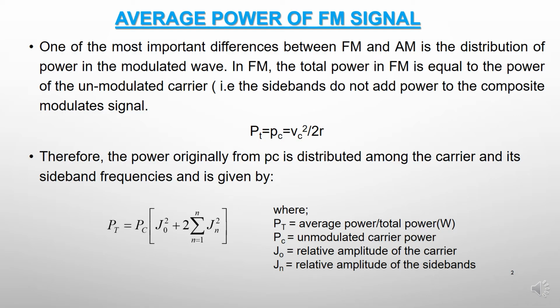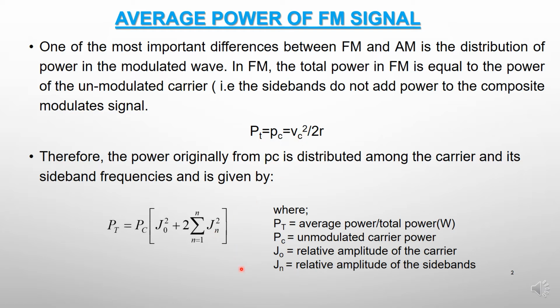Average power of the FM signal. One of the most important differences between FM and AM is the distribution of the power in the modulated wave. In FM, the total power is equal to the power of the unmodulated carrier, which means the sidebands do not add power to the composite of the modulated signal. The equation PT is equal to PC, which is also equal to VC squared over 2R.